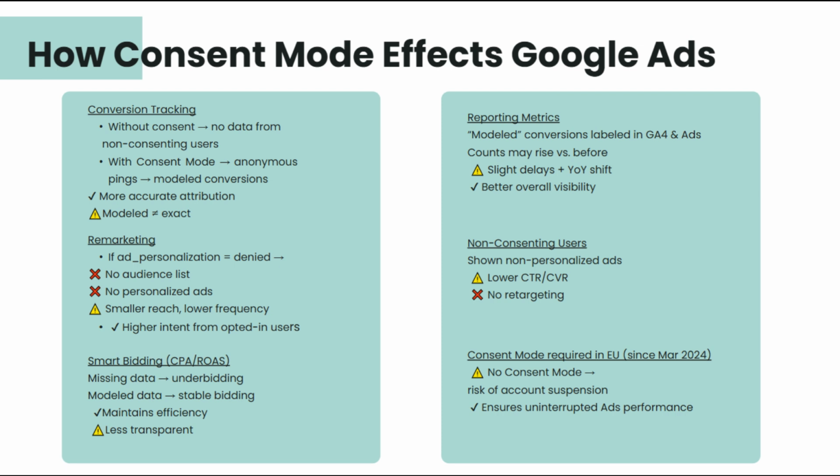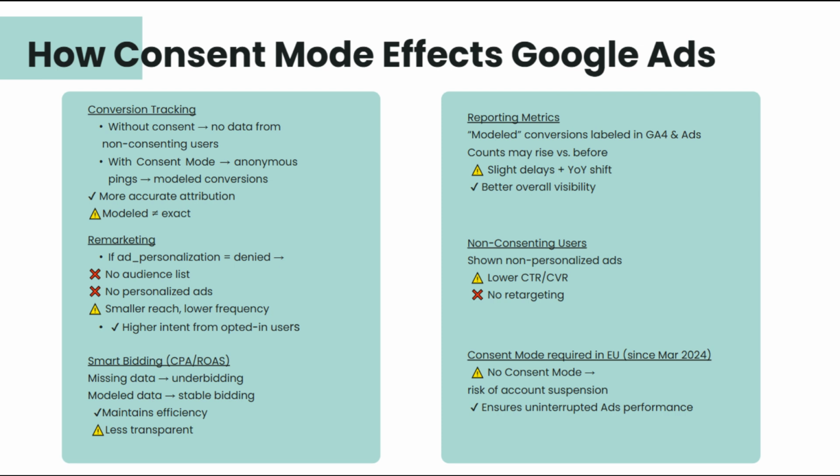On Google Ads backend, they use machine learning and aggregated data to model conversions. For example, say 100 users clicked your ad, and normally 10 would convert, but 4 of those denied consent. Google might observe 6 conversions with full data and 4 anonymous pings. It will then model and attribute those 4 to the campaign as well, filling the gap.